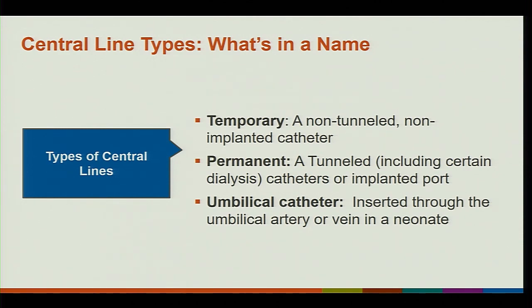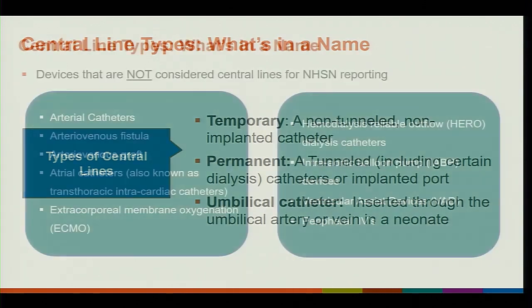For specialty care areas, if a permanent and temporary line are present, report the temporary line in your denominator. If there is a BSI event, the NHSN application will attribute the BSI event to the temporary line and include this line in the denominator count.